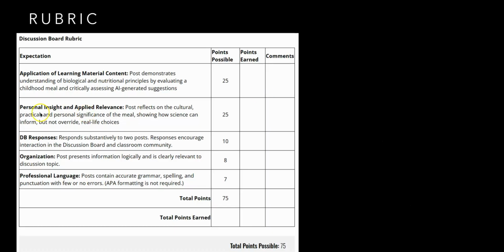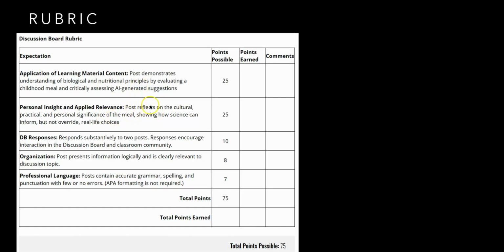And then, of course, your rubric: demonstrating understanding of biological and nutritional principles by evaluating a meal and critically assessing AI-generated suggestions. So this is basically just saying, hey, did you bring in what you learned from your Unit 3 IntelliPath lessons about biology and nutrition, and evaluate your meal, talking about those principles in your initial post, and then assessing whether you can do what AI suggested, or even if what AI suggested is correct.